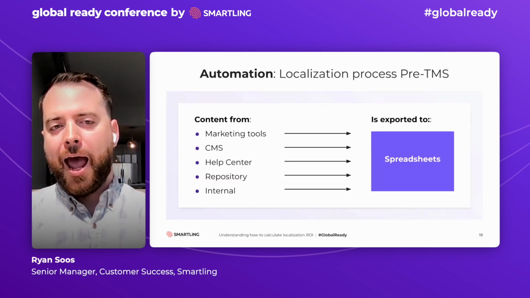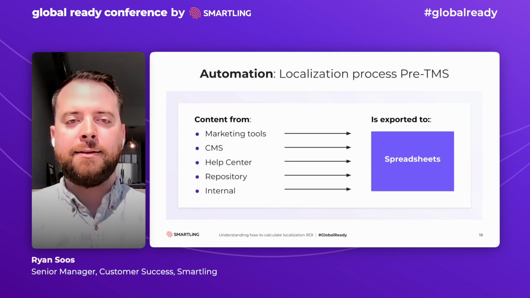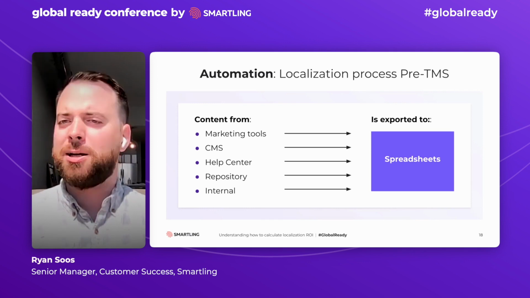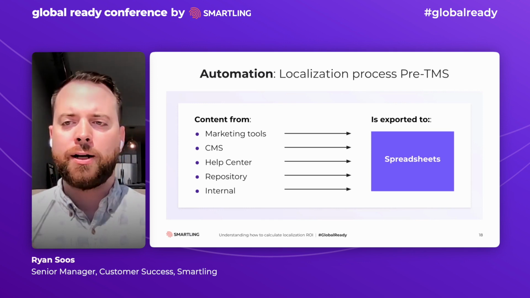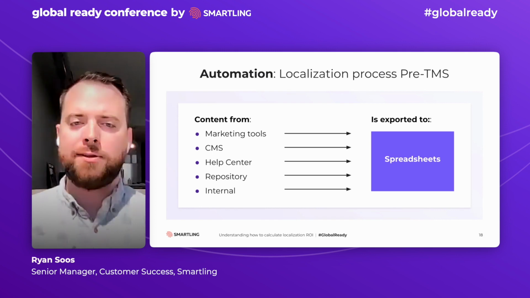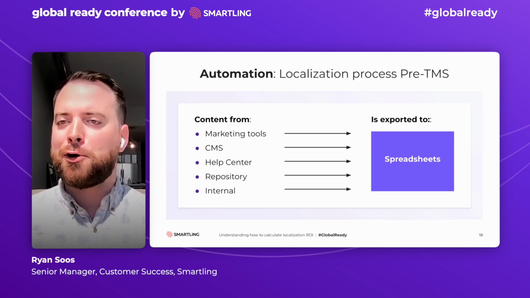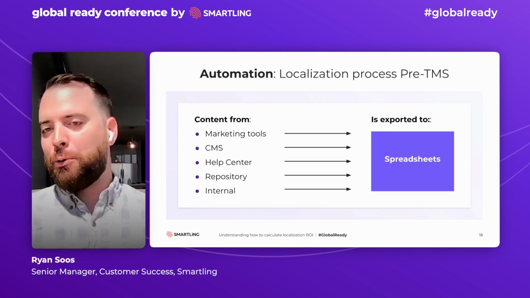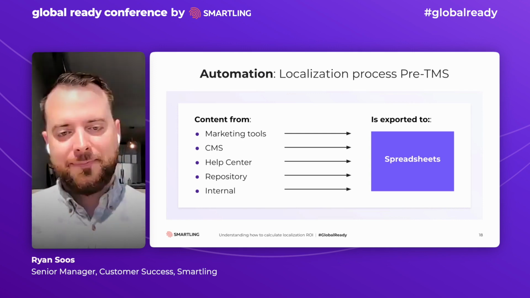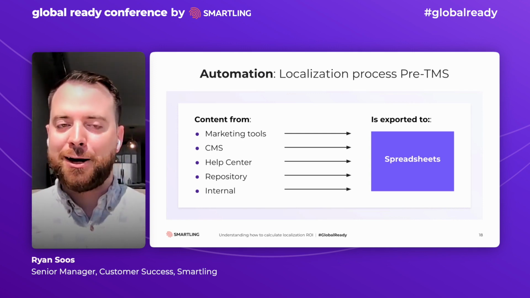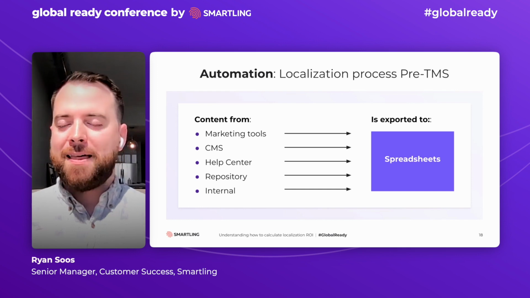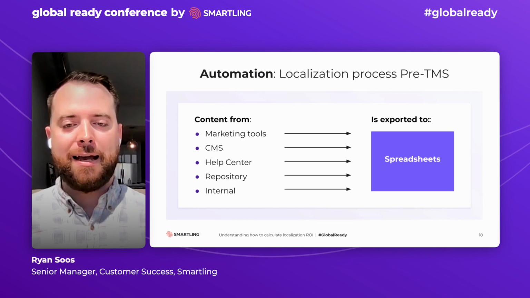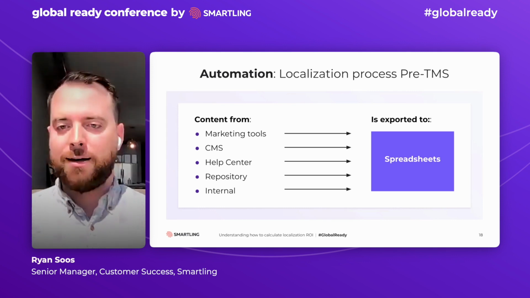So how did we localize before a TMS? We would have our marketing tools, we would have our Figmas, our InDesigns, our Photoshops, our Contentfuls, our Zendesks, our repositories, our internal Google Slides and Google Sheets, whatever it may be. We would export all of that to spreadsheets, right? And we would send that out to an LSP, and we would say, hey, do your magic and send it back to us.